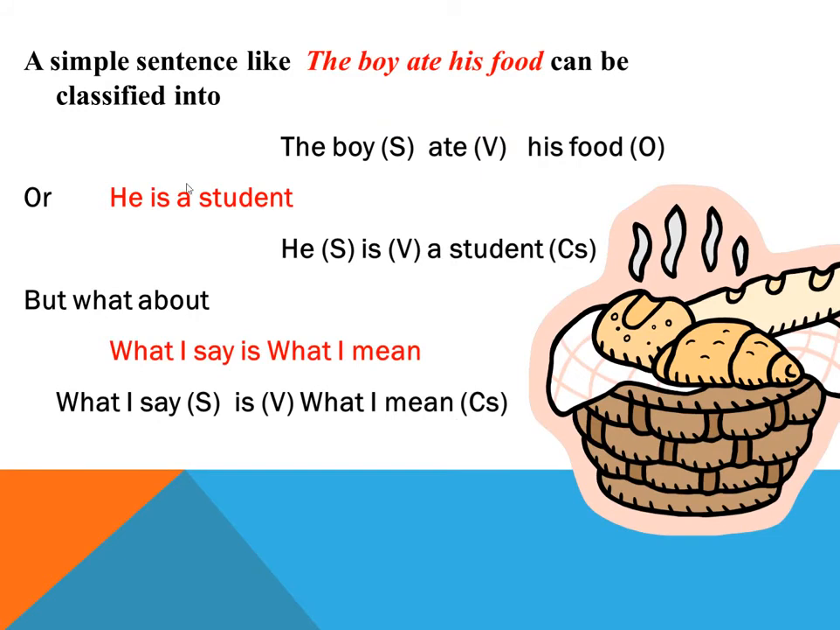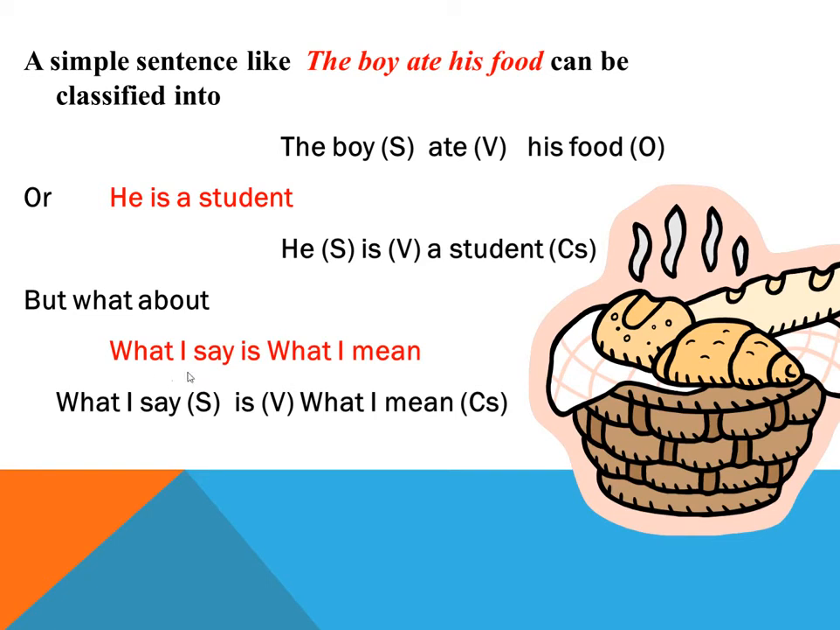A simple sentence like the boy ate his food can be classified into the boy, which is a subject, ate, a verb, and his food, an object. Another sentence like he's a student can be he as a subject, is a verb, a student, a subject complement. These are simple sentences. The question is when we come to analyze a complex sentence like what I say is what I mean. In this sentence, we need to recognize the main verb of the sentence so we can decide where is the subject and what is the object or the subject complement.